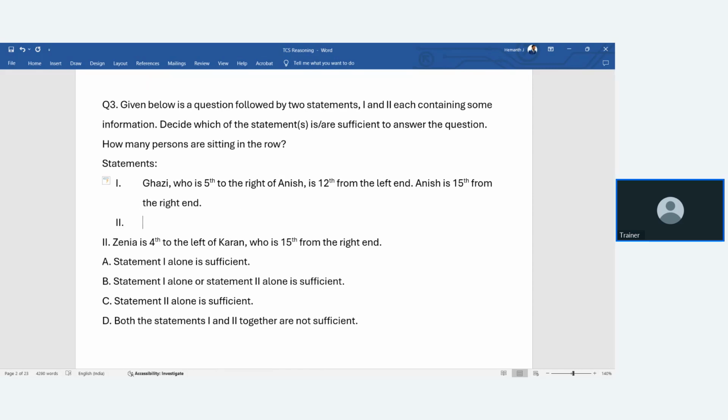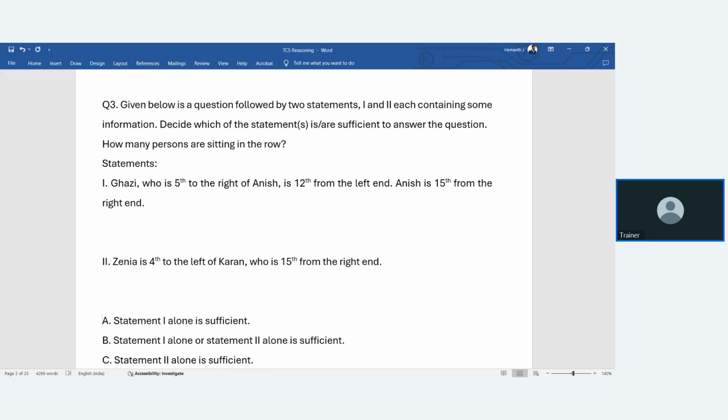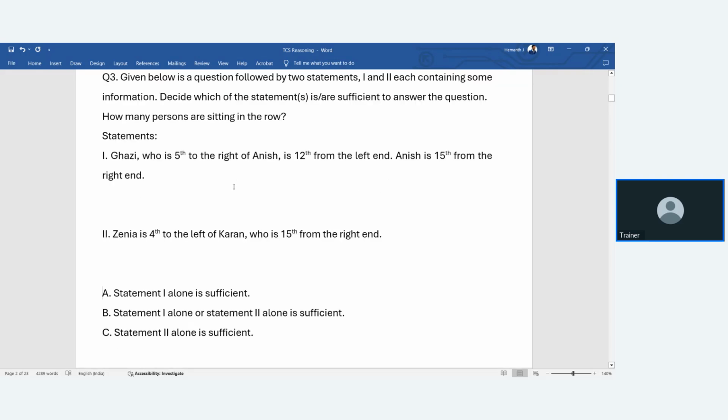First, always try alone. If not possible, we'll go for together. I'm trying one alone. Gaji is fifth from the right of Anish. Anish first right, second right, third right, fourth right, fifth right is Gaji. Anish is 15th from the right end. Gaji, who is 15th to the right of Anish, is 12th from left end.